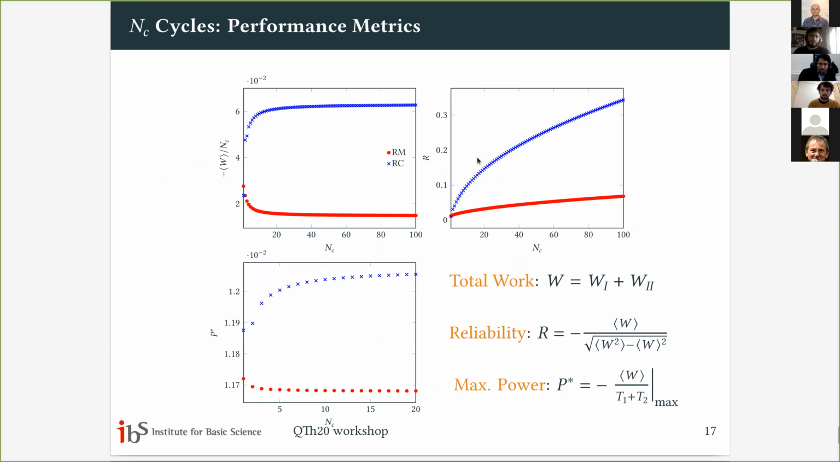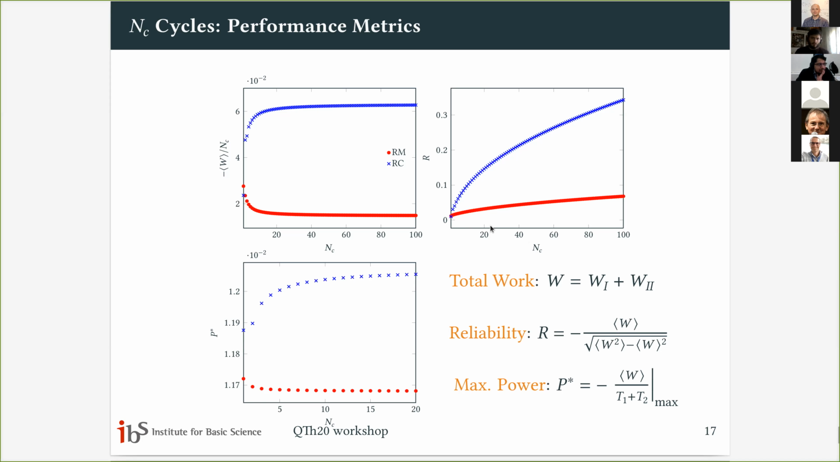This is the reliability of the engine. So the reliability is the average work divided by the variance of the work, which means that if your engine is reliable, your variance in the work output should be low. If the variance is very high, your engine becomes unreliable. And even in this case, in the reliability, the repeated contact scheme outperforms the repeated measurement.